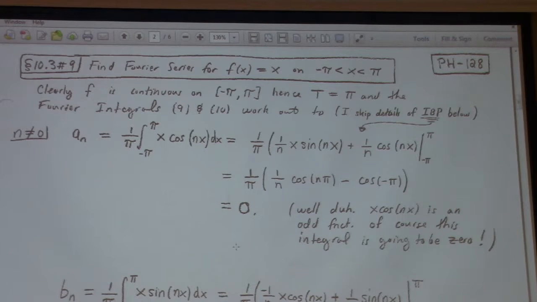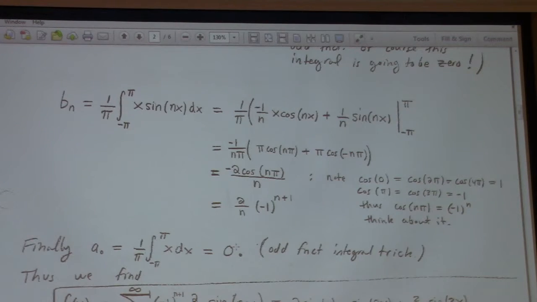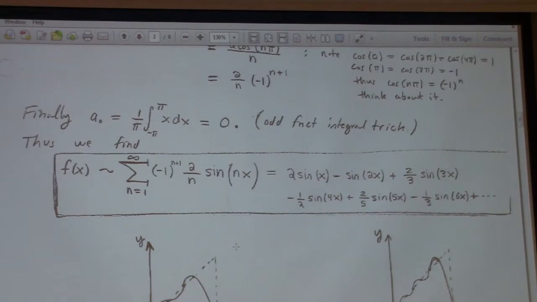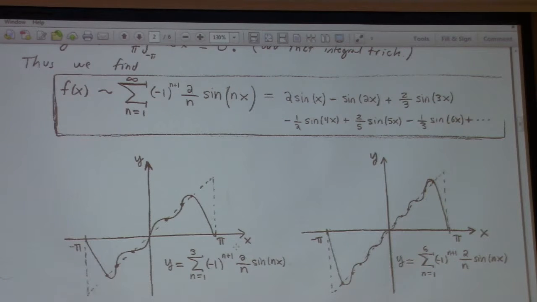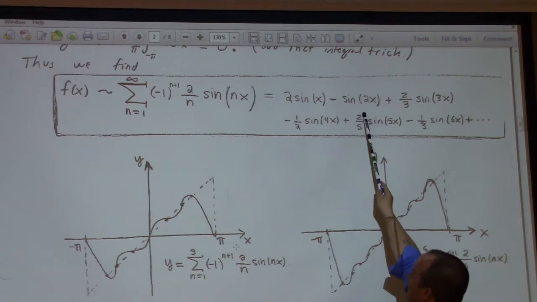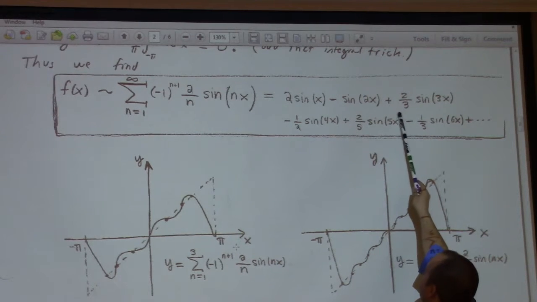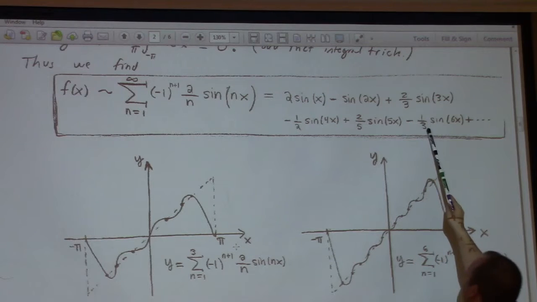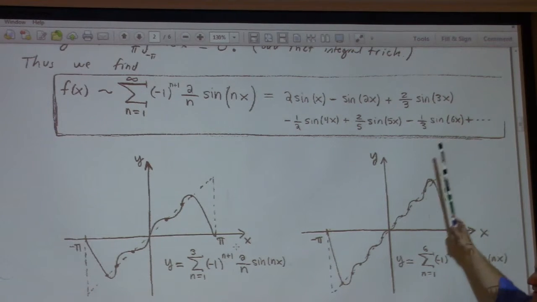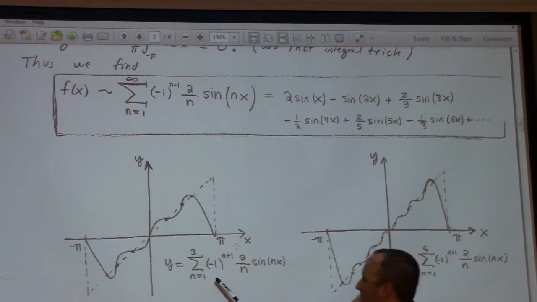And then here the sines pick up a 2 over n times minus 1 to the n plus 1. And so here's actually a picture of some of these. So basically we're saying the function x can be modeled by 2 times sine x minus sine of 2x plus 2/3 sine 3x minus 1/2 sine 4x plus 2/5 sine 5x minus 1/3 sine 6x, and so forth and so on. And here's a graph just for the first 3.